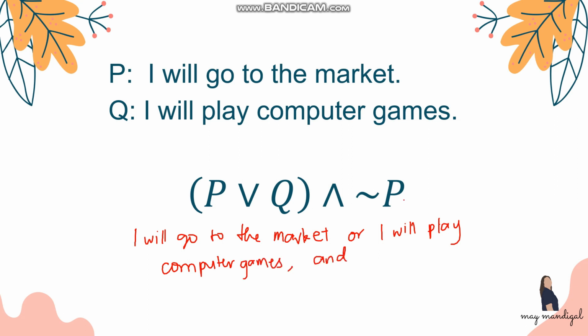And then we have not P. And I will not go to the market. So this is the statement or the argument: I will go to the market or I will play computer games, and I will not go to the market. So we will see later on in the truth table when this statement becomes true or false.